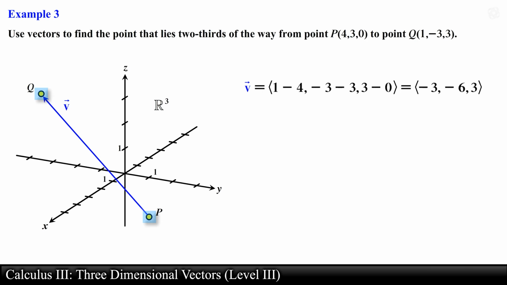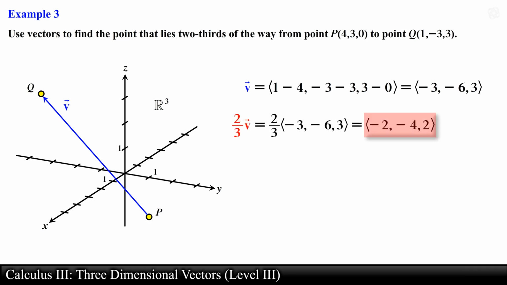Then we simplify the expression, obtaining -3, -6, and 3 for the components. Next, let's go ahead and scale this vector by a factor of 2/3. Doing that, we obtain the following components.